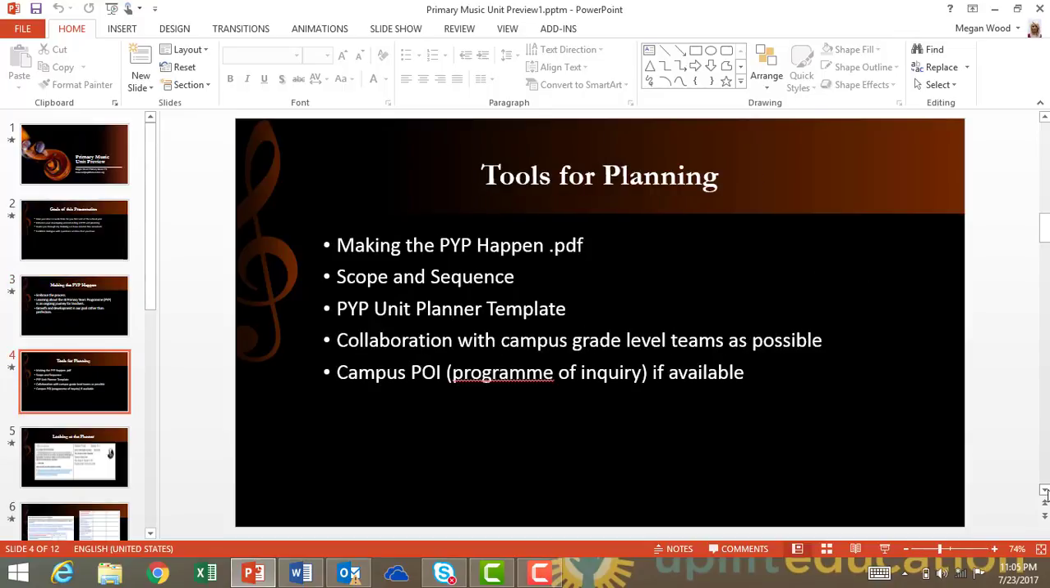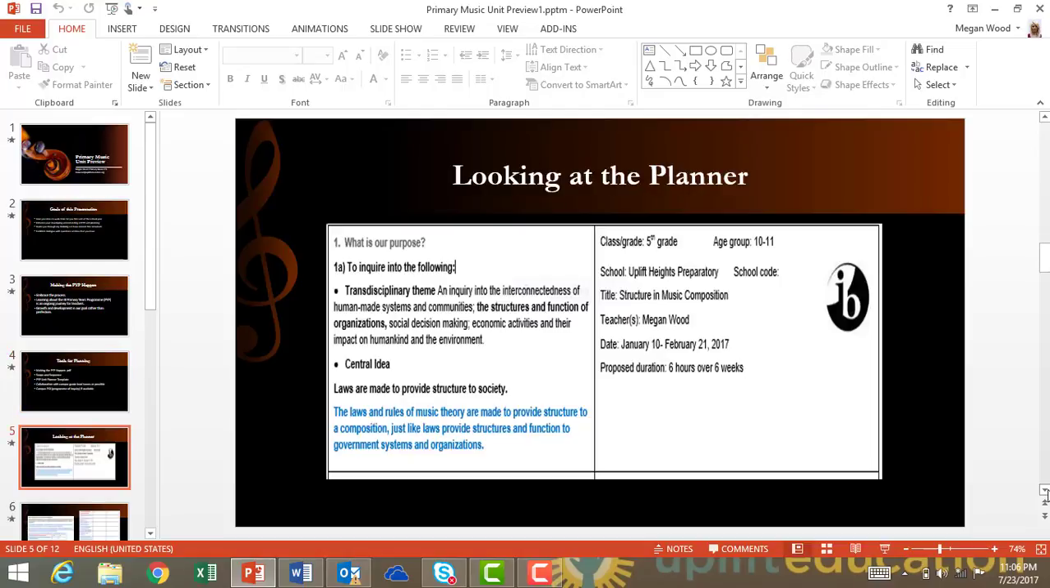So moving on, here are some tools for planning, and this all can be found on Blackboard. So making the PYP happen, the scope and sequence, the PYP unit planner template. Also take into account the collaboration that you have with your campus grade level team, if possible, and your campus POI. And again, the POI is the program of inquiry, if that is available. If not, there's one Uplift has as well that you can go from.